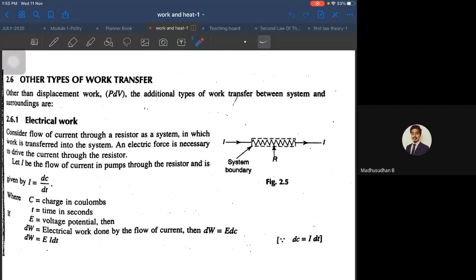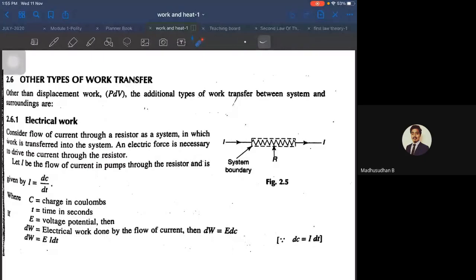That means the concepts you learn in the other types of work transfer will be only for module 2, and they will not continue even in module number 3 and module number 4, and also in ATD. It will not connect anywhere. So just have a gist of it. That's more than enough. And the questions on this will definitely be asked in the examination, so kindly concentrate.